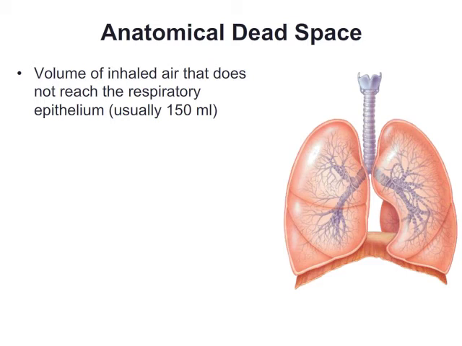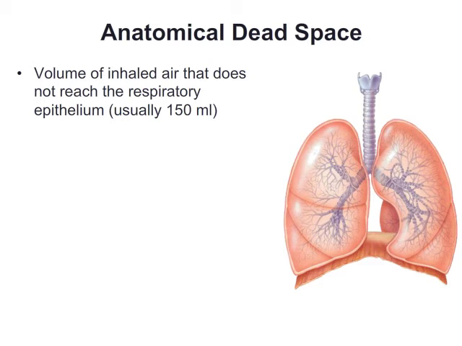Now the next thing we need to talk about is something called anatomical dead space. The anatomical dead space is basically the volume of the air that we inhaled that is not reaching the respiratory zone. For most of us, this volume is around 150 milliliters of air, and this is residing principally in the trachea and a little bit in the bronchi as well.